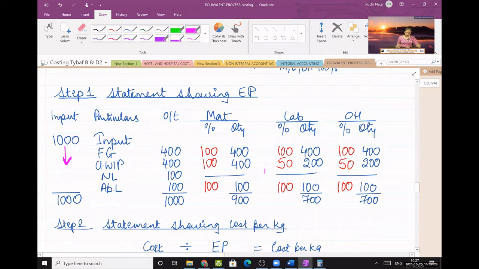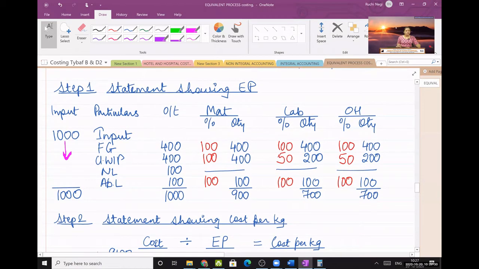Okay. Next, normal loss 100. For normal loss there is no degree of completion. As I told you in the last lecture, normal loss is neither finished goods, nor is it closing WIP. So it will not come in the calculation of equivalent process costing.